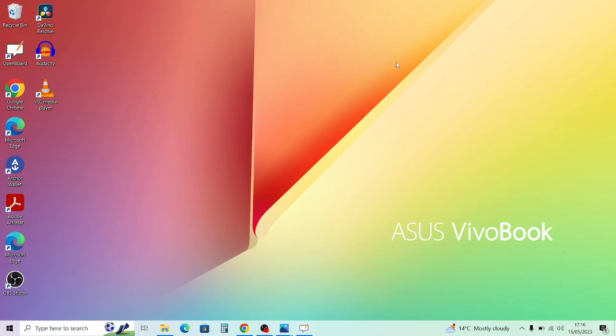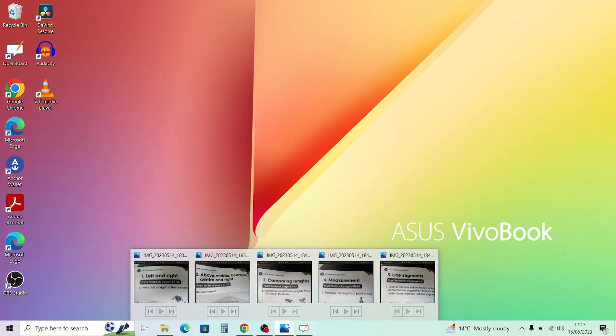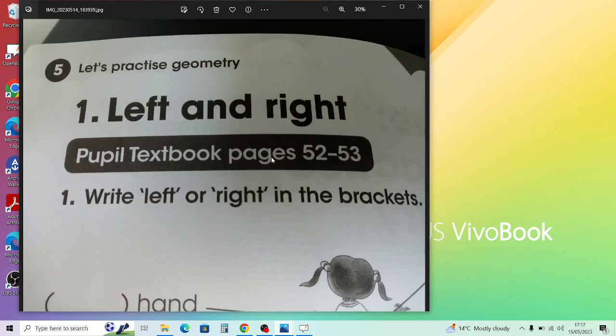Welcome. This is Unit 5 of Real Shanghai Mathematics Practice Book 1.2, and this consists of 5 parts, I believe. Yeah, 5 parts, and it's called Let's Practice Geometry. So the first of these is called left and right. So just getting your child familiar with left and right.